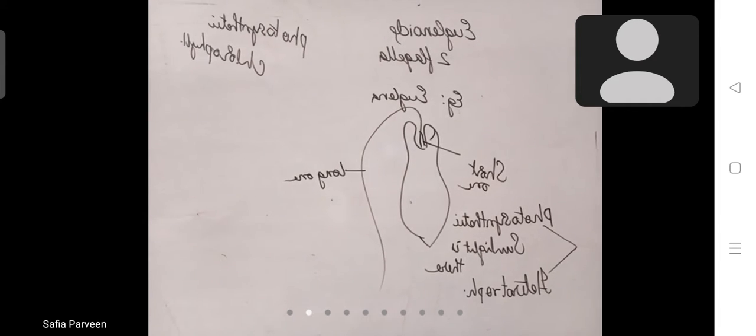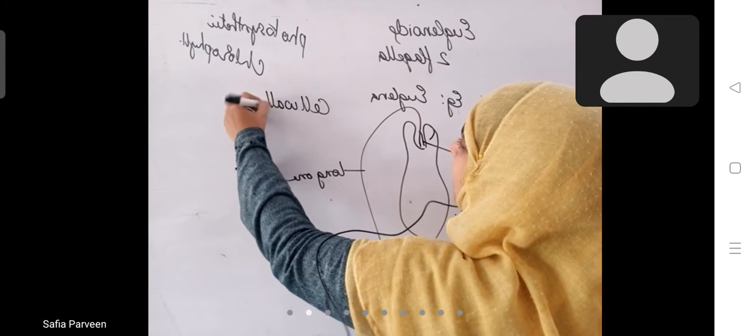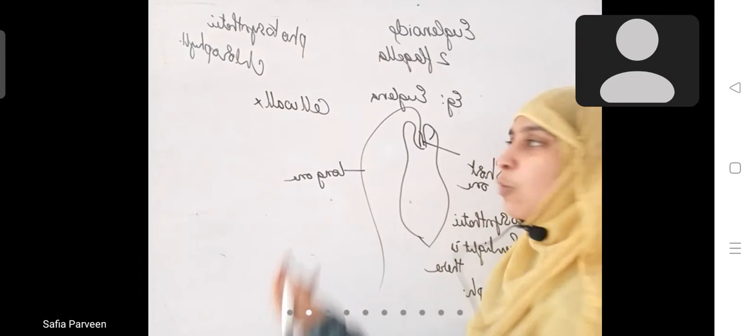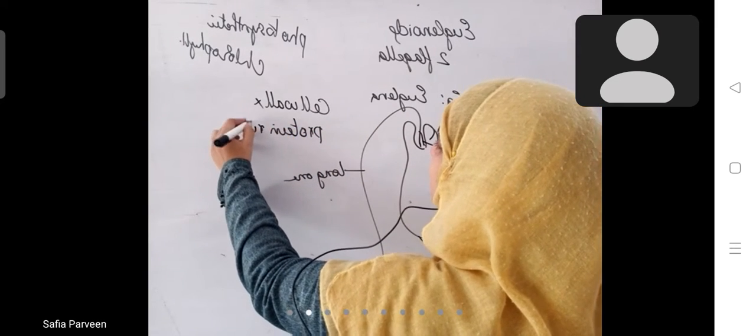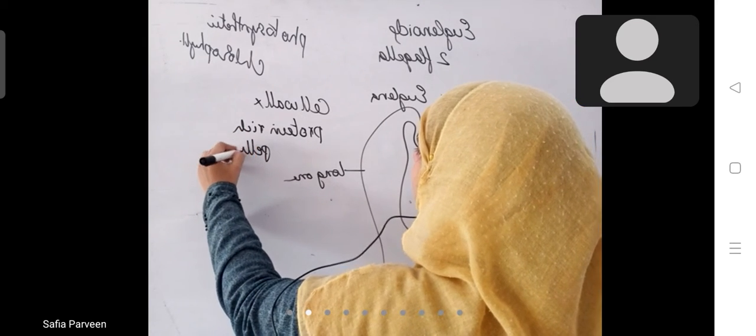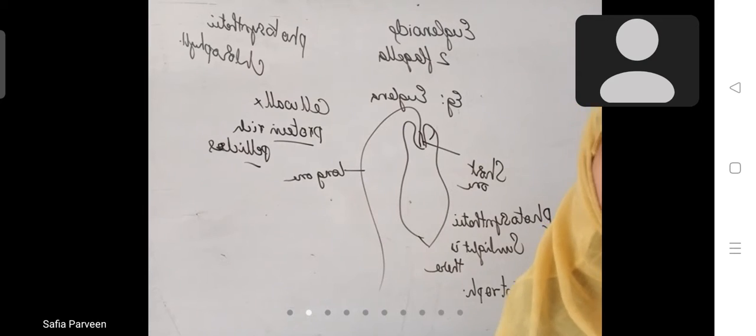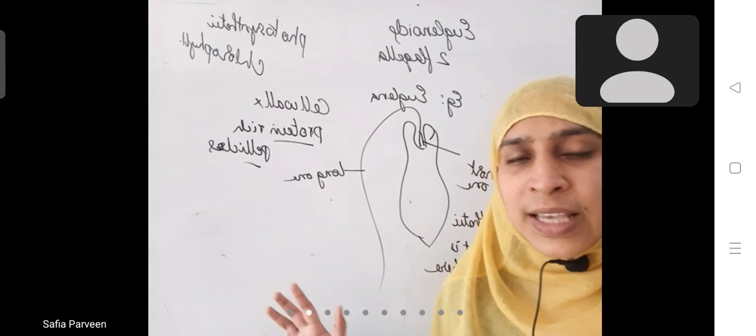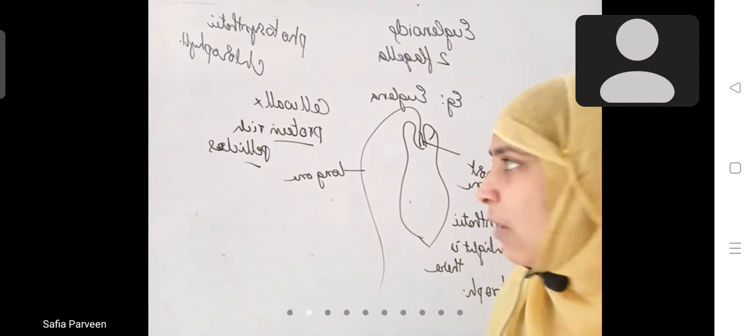And one more thing about euglenoids is they do not have a cell wall. Cell wall is absent. What is present in place of the cell wall? Proteinaceous, protein-rich pellicles are present. Because of this, it is hard, but not as hard as a cell wall.